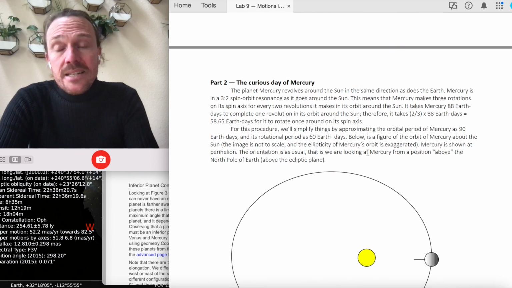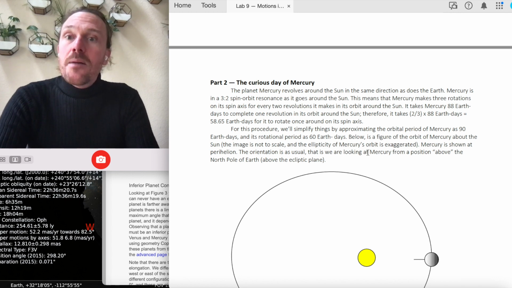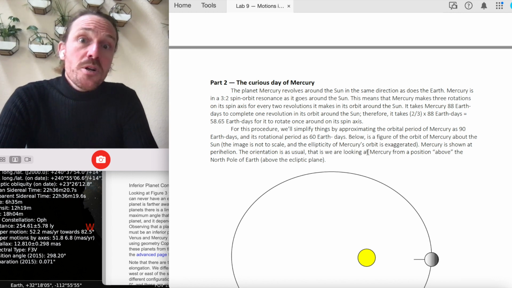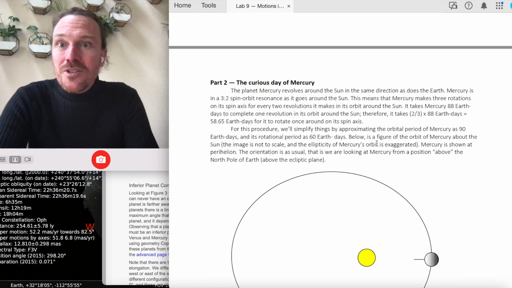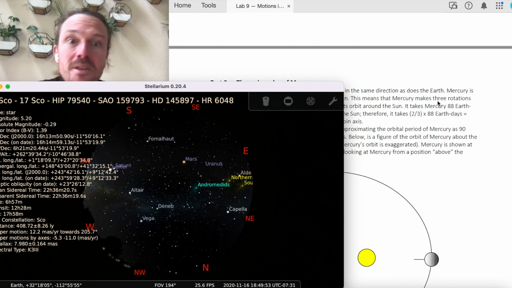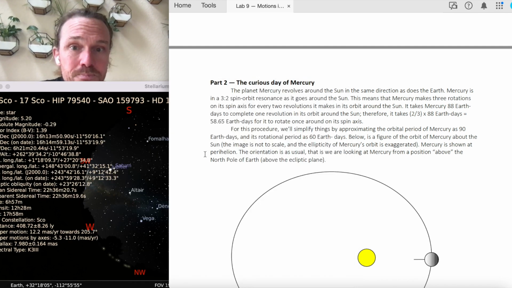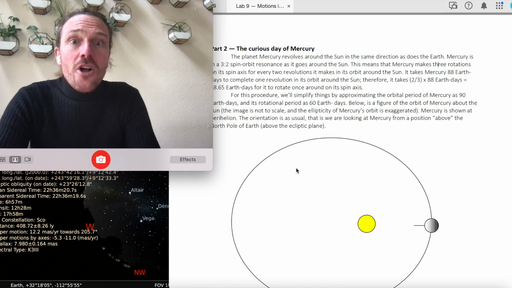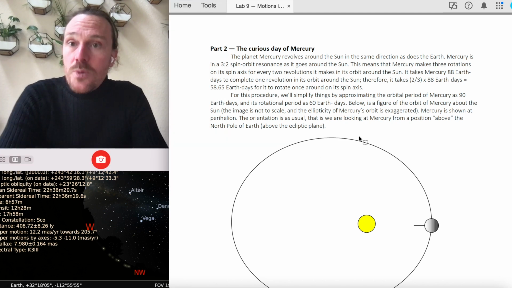All right. Well, like I said, number one was way long. Parts 2 and 3 are much simpler. They don't require as much use of simulators, let alone using Stellarium. So I'll just quickly go through them. All right, so part 2 is all about the curious day of Mercury. So I'm going to read over this briefly.